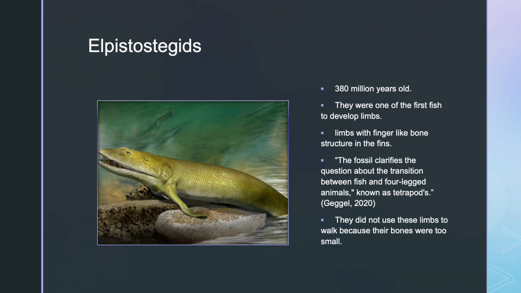The Elpistostegids are about 380 million years old. They are one of the first fish to have developed limbs. These limbs have finger-like bone structure on the fins. These fish did not walk on these limbs, however, because their bones were too small to carry their weight.